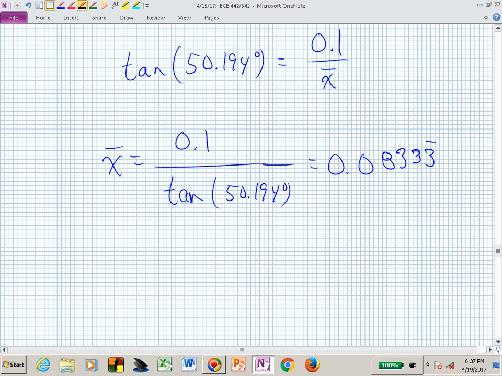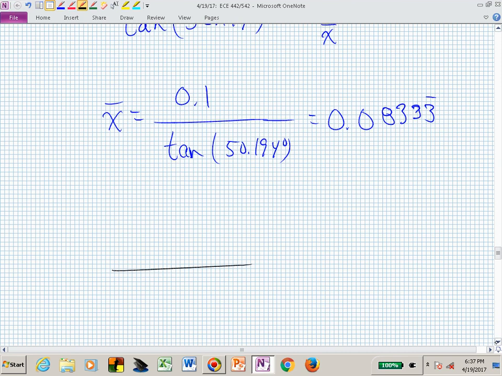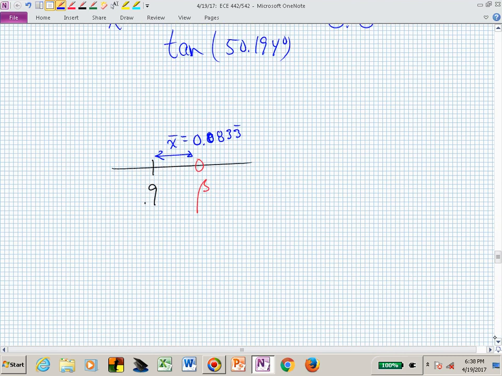Or, again, if I wanted to sketch this so that I remind myself what I have, here's 0.9. Here was beta. I now know this distance. That's supposed to be a 0. Or beta is now 0.9 plus x bar, or this is 0.9833.